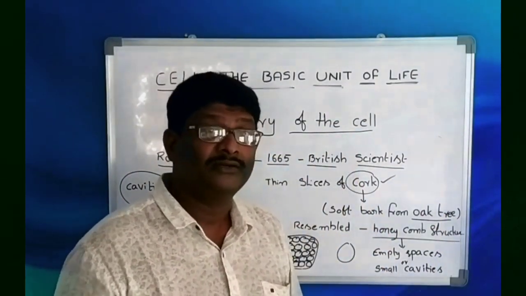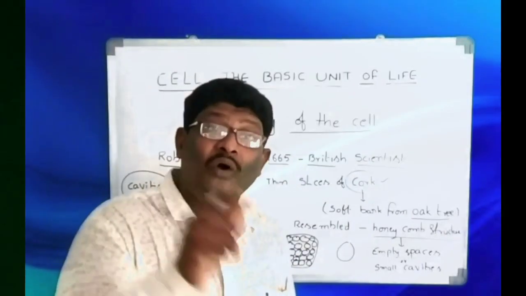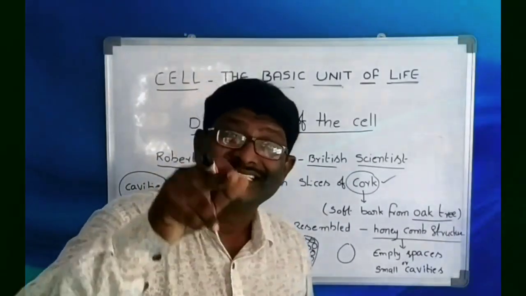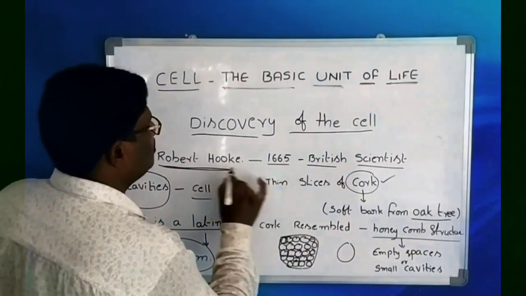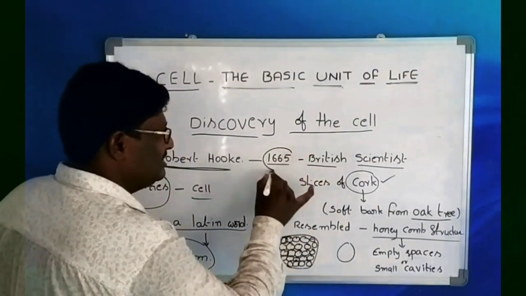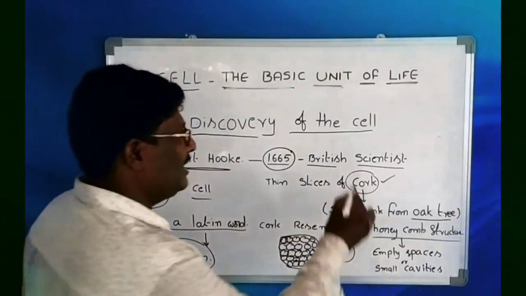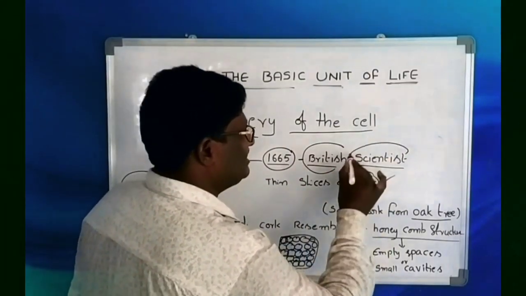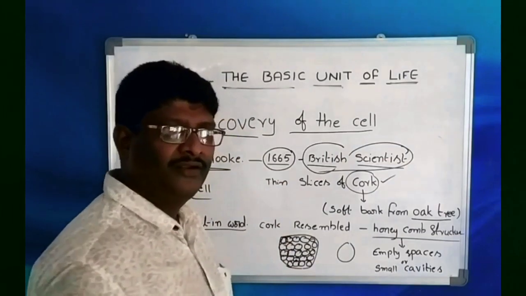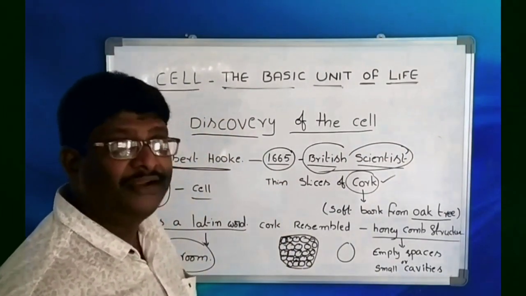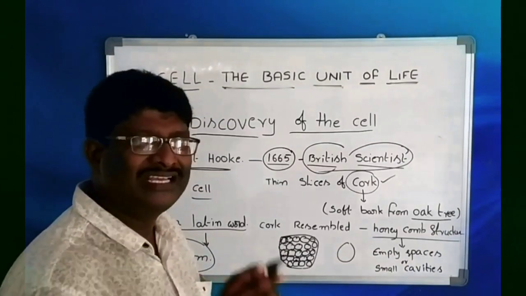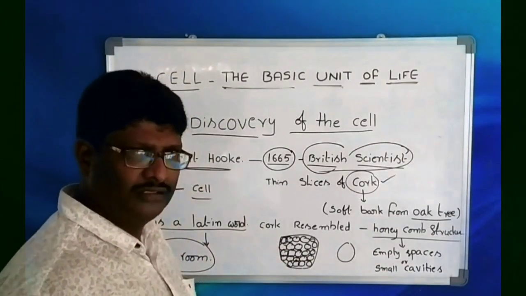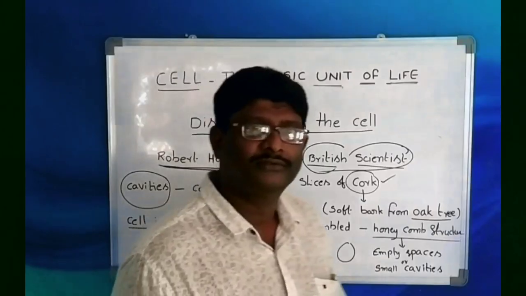So that's the reason. The cell was first discovered by Robert Hooke in the year 1665. He is a British scientist. Where did he find it? He found it in the oak tree bark. The oak tree bark is also called cork.